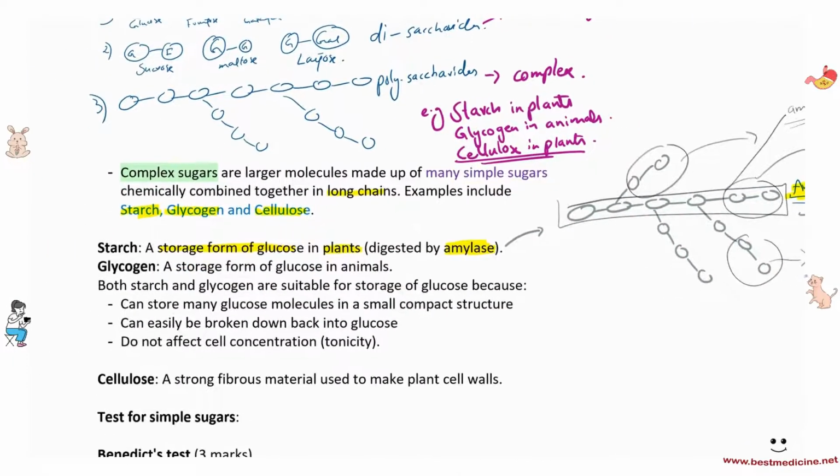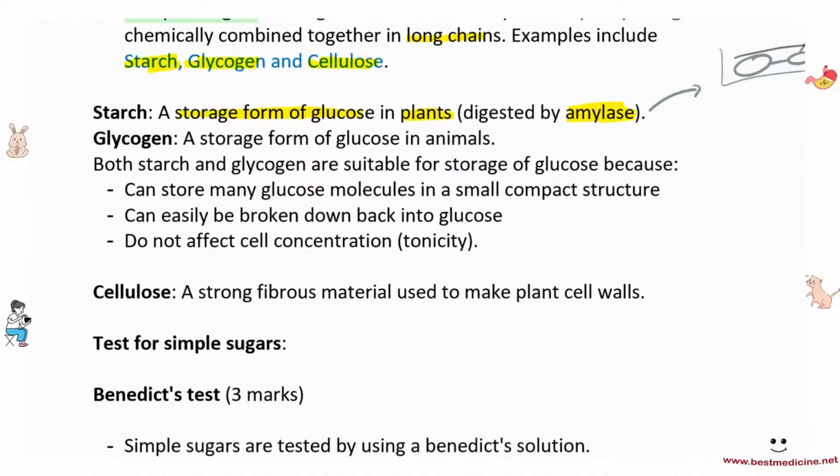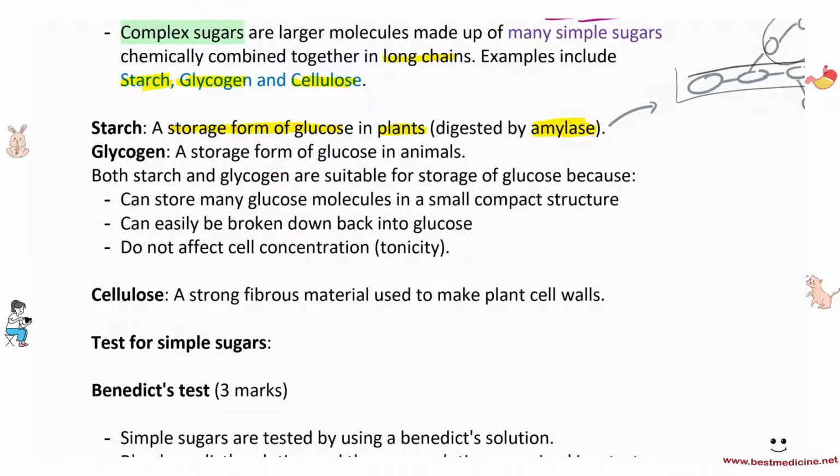All right. So next up, we have glycogen. Glycogen is the storage form of glucose in animals, right? So in humans, for example. If you want to store excess glucose, we convert the excess sugar into glycogen that is stored in our muscles and liver mostly. So why are starch and glycogen such suitable storage molecules, right?